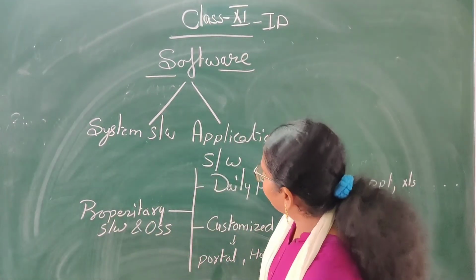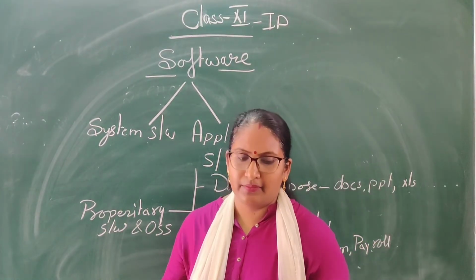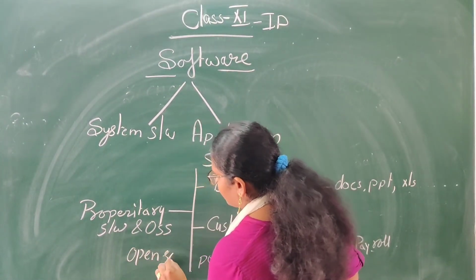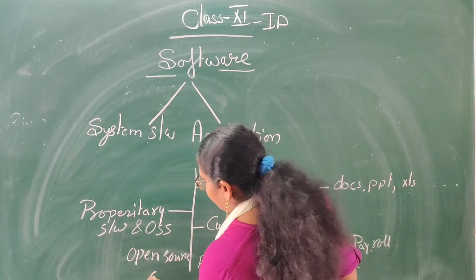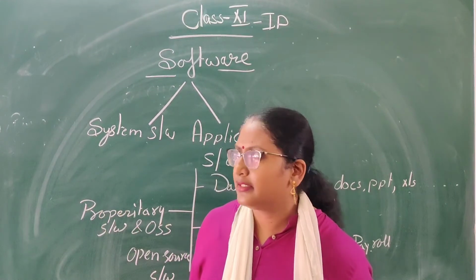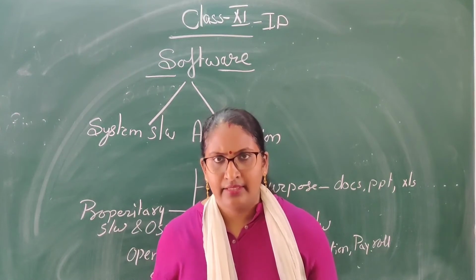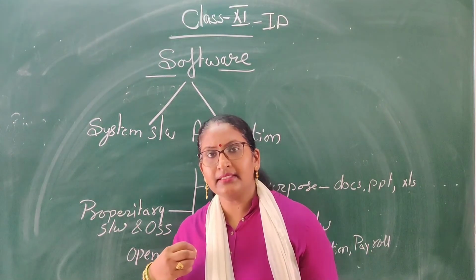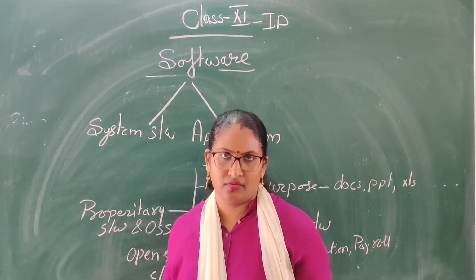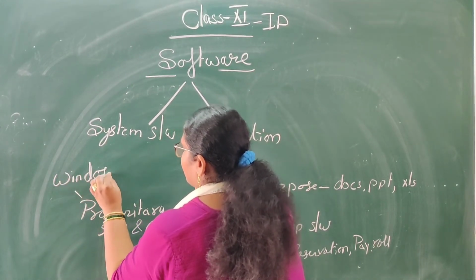Another type in application software is proprietary software and open source software. What do we mean by proprietary software? The software which we have to purchase is known as proprietary software. An example is Windows.